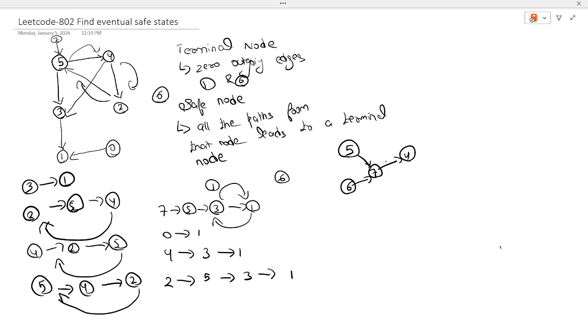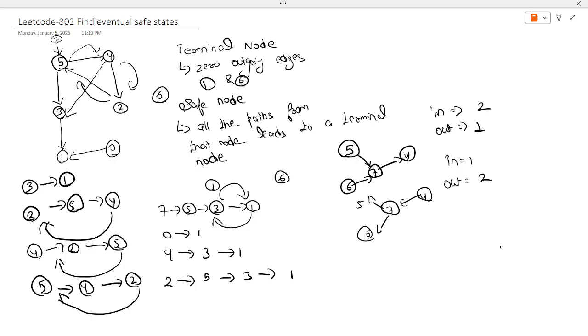So if we consider this graph, the in degree of 7 is 2 because it has 2 incoming edges, and the out degree is 1 because it has 1 outgoing edge. And if I reverse the edges in this graph, now the in degree will become 1 and the out degree will become 2.